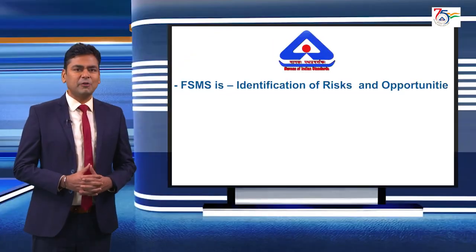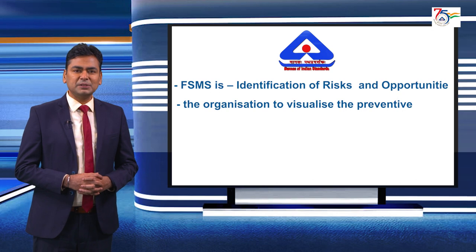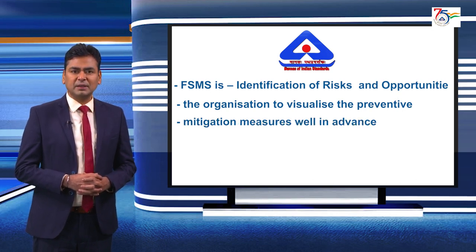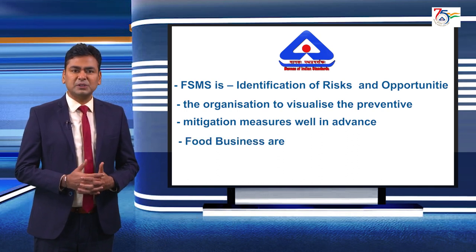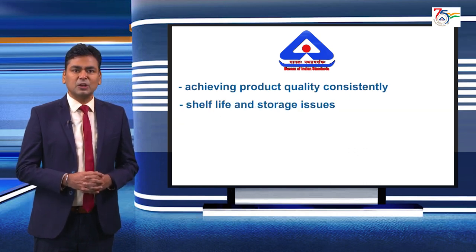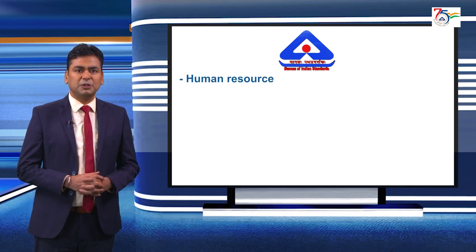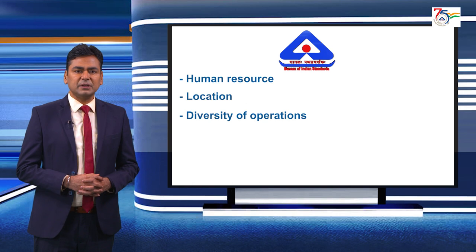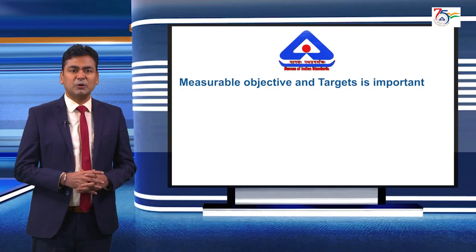An important aspect of FSMS is identification of risks and opportunities. This enables the organization to visualize the preventive and mitigation measures well in advance. For example, a few common risks in food businesses are legal and regulatory compliance, achieving product quality consistently, shelf life and storage issues, etc. Opportunities are the areas of strength of an organization. They may relate to the human resources, location, diversity of operations, product variety, technology, etc. Setting out measurable objectives and targets is important.